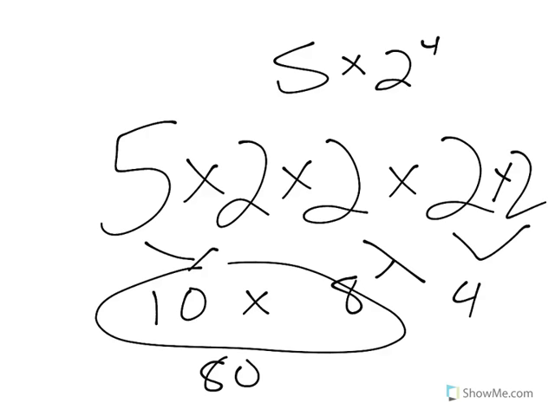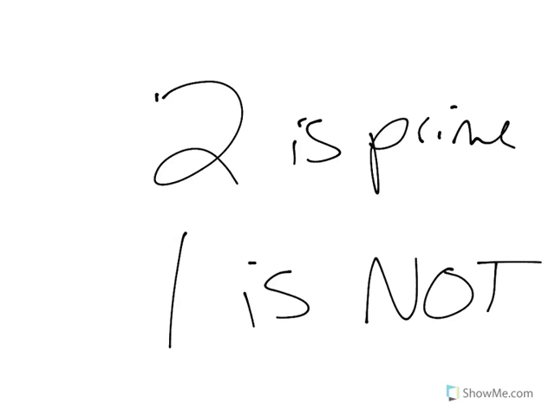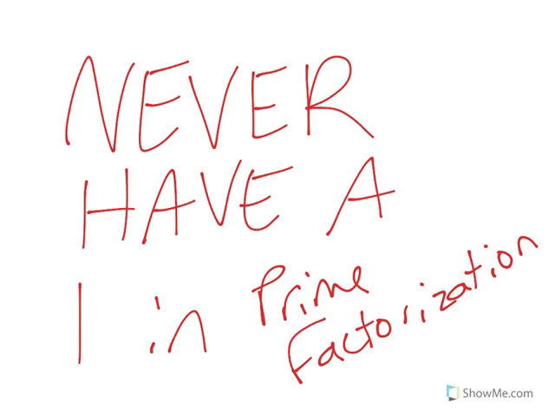Now, notice, did I have any 1s in my prime factorization? I did not. 2 is prime, 1 is not. You should never have a 1 in your prime factorization. Write that big in your notebook. Write that in big letters, because that's important. And the other thing is, you should never have a composite in prime factorization. So you can write that down.